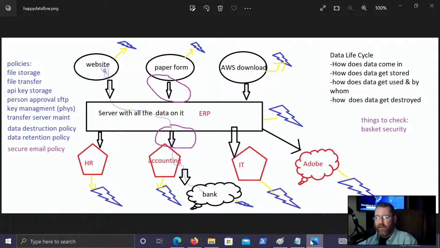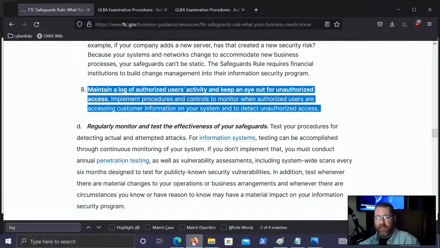lifecycle. How does the data come in? How does it get stored? How does it get used and by whom? And how does it get destroyed? The data lifecycle there on the right. If you log each one of those pieces, I think that's a really good analysis, and I think that would absolutely meet the intent of this: maintain a log of authorized users' activity and keep an eye out for unauthorized access.